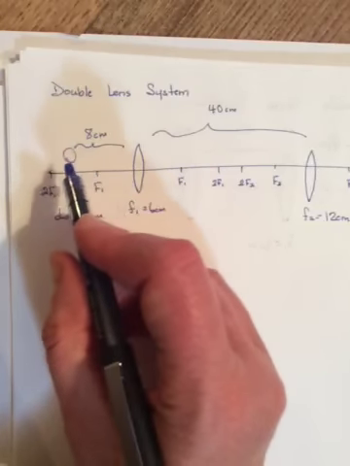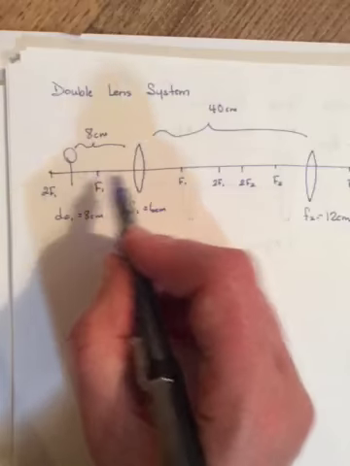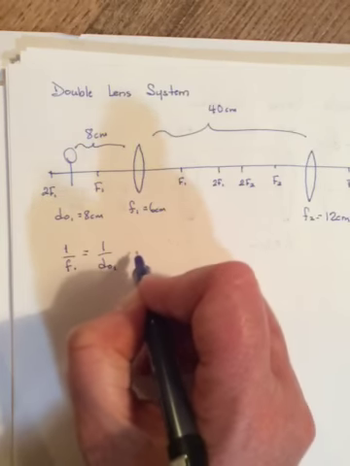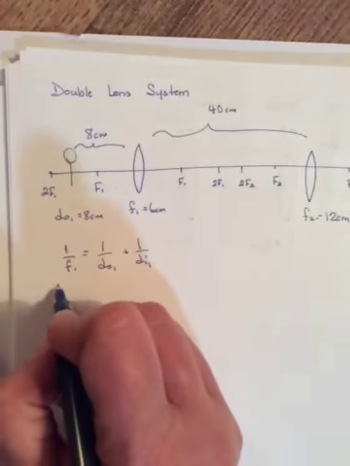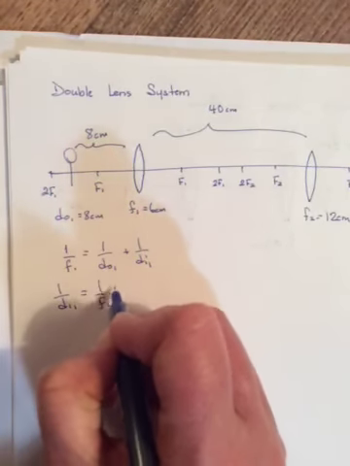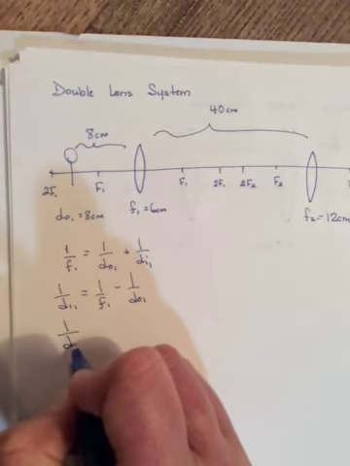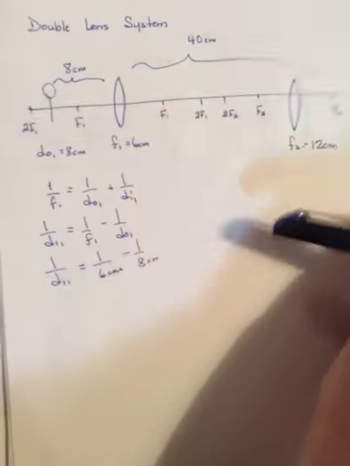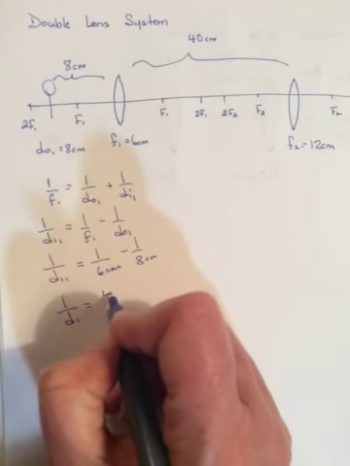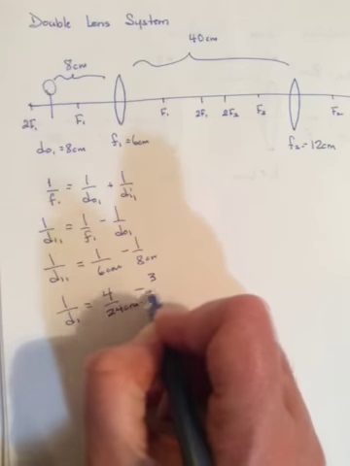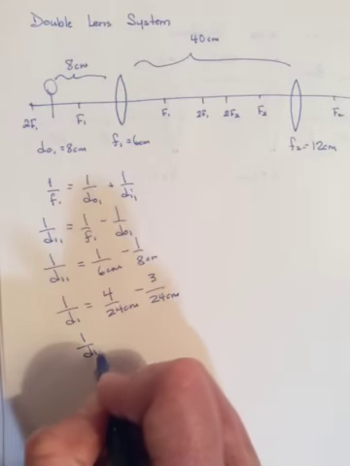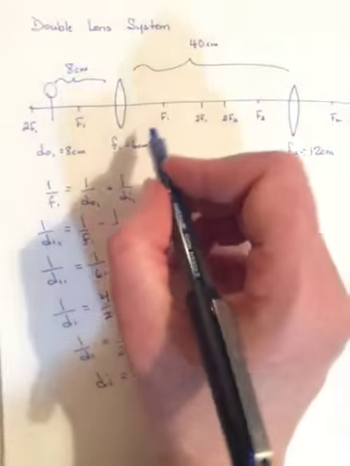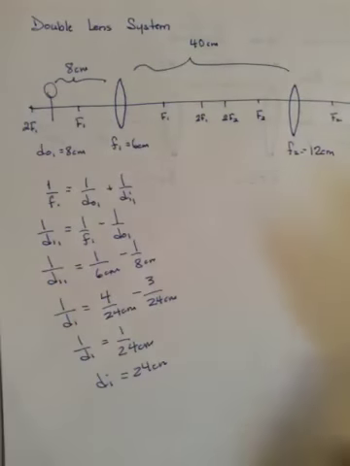This lens is going to create an image from this object, and we can find the image. So 1 over f1 is equal to 1 over do1 plus 1 over di1. So 1 over di1 is 1 over f1 minus 1 over do1, which is 1 over 6 minus 1 over 8. Common denominator will be 24. So 4 over 24 minus 3 over 24 is 1 over 24, so di is 24 centimeters. So 24 centimeters away from this lens is our new image.